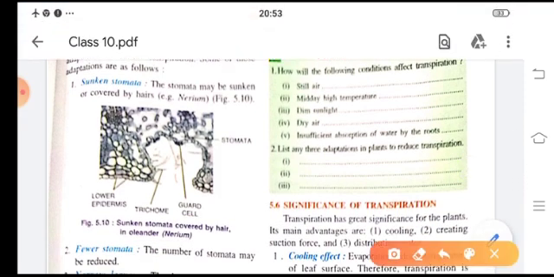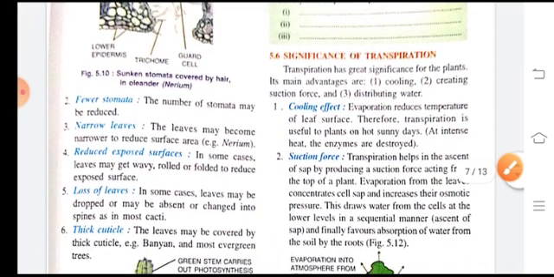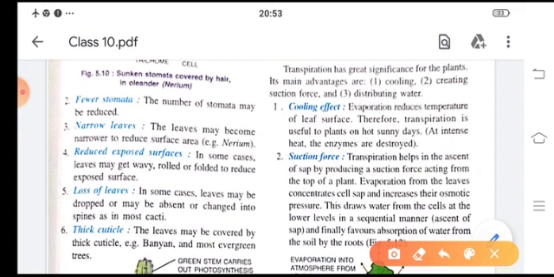Number one is sunken stomata. The stomata remain sunken, or they are covered by hairs, to reduce the rate of transpiration. They are not prominent structures, and due to this the rate of transpiration will be low. Fewer stomata: in desert plants, the number of stomata may be reduced, so they are few in number. Narrow leaf: the leaves also become narrow in size to reduce the surface area, so there will be less transpiration.